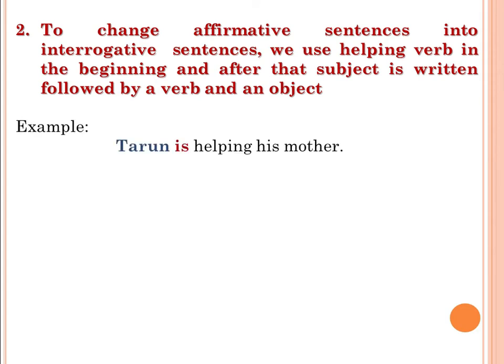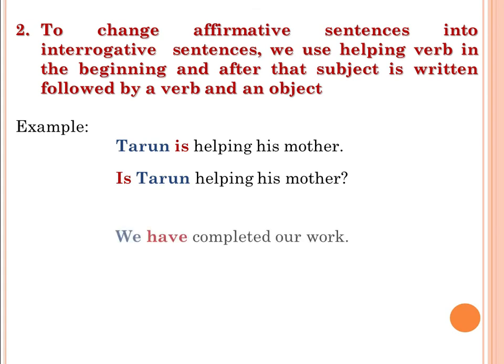Now here we have an affirmative sentence: Tarun is helping his mother. In this you can see Tarun is the subject and "is" is the helping verb, and after that the verb is used and then the object. So when I want to change this into an interrogative sentence, the helping verb "is" will come in the beginning, then we'll have Tarun, the subject, then the verb and then an object. So the sentence "Tarun is helping his mother," which is an affirmative sentence, will be changed into the interrogative sentence: "Is Tarun helping his mother?"